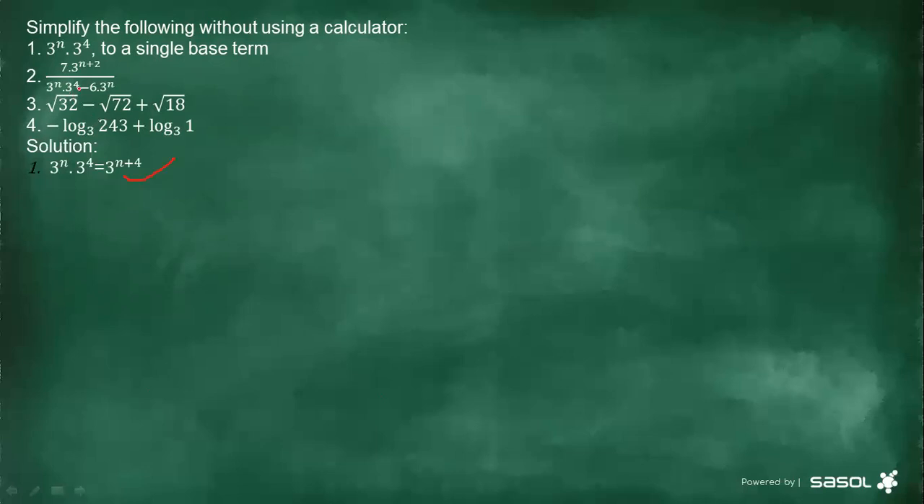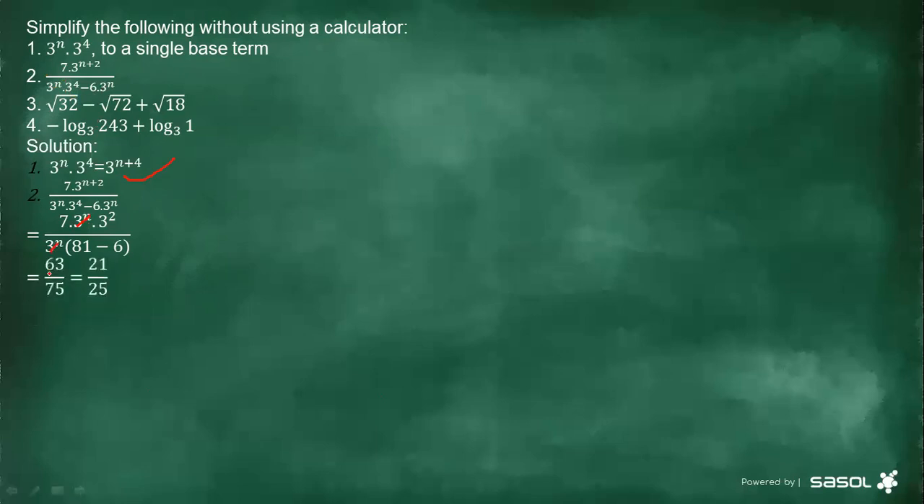Then the second one, you can see under the denominator we have 2 terms. Once we have 2 terms, you must think about the common factor there. Let's see. Then you're going to take out the common factor, which is 3 to the power n. Then we're going to divide this. This one is going to give us 1.